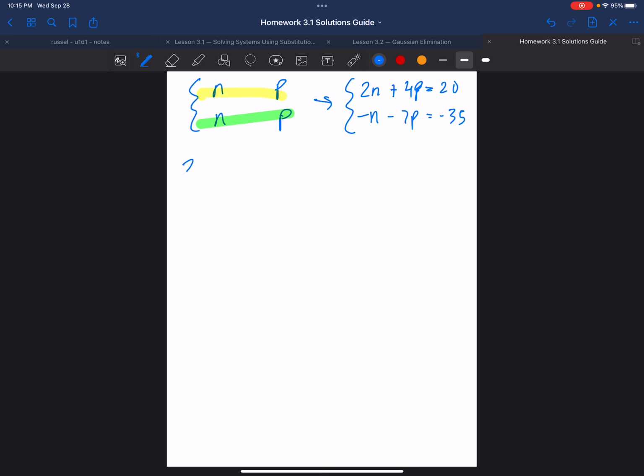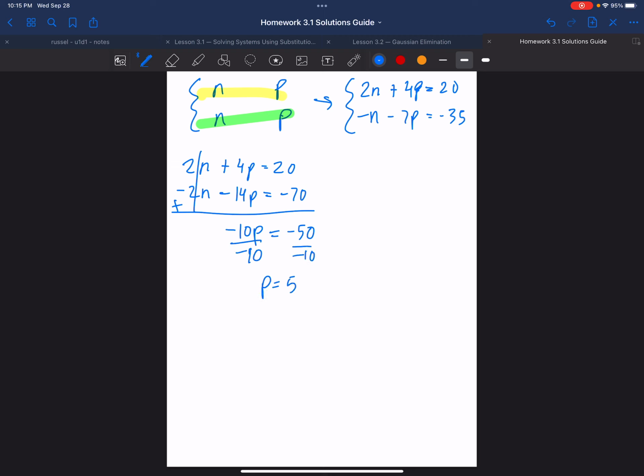So I'm going to have 2n plus 4p equals 20. I'm going to double the bottom, so it's negative 2n minus 14p equals negative 70. And we'll add these, so these cancel, and this is negative 10p equals negative 50. Divide both sides by negative 10, so that p equals 5.